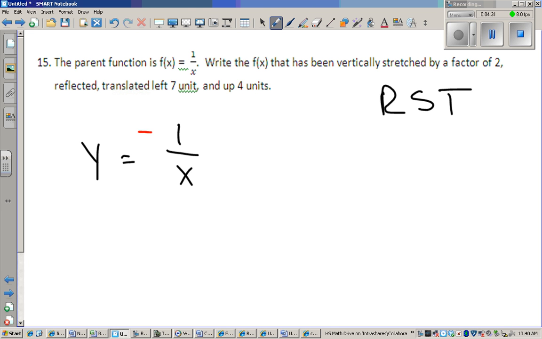Next thing we want to do is we want to put in a vertical stretch factor. Vertical stretch means multiply the entire function. So I'm going to multiply the entire function by 2. And now I've got y equals -2 over x.